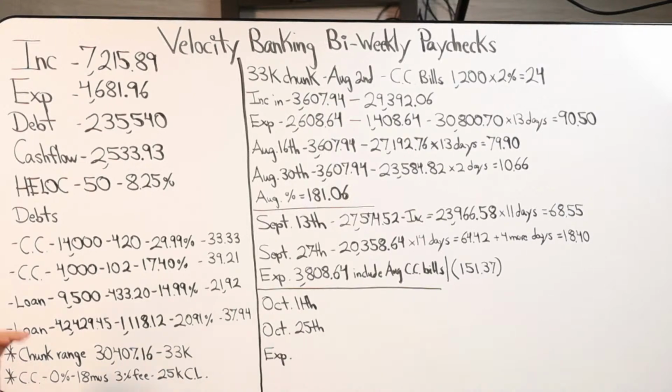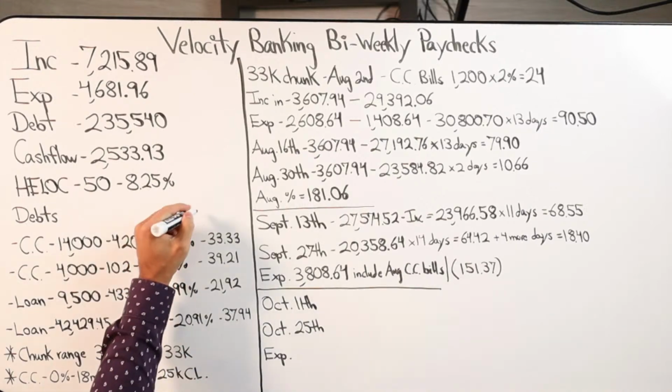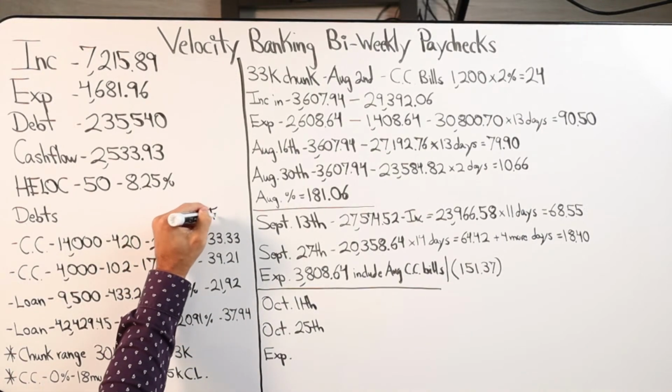8.25% is the interest rate. Here is the breakdown of 4 debts outside of the mortgage, 4 debts that we're dealing with, 2 credit cards, 2 loans, right? This is the balances owed. Here are the monthly payments. Here are the interest rates. And then these numbers right here are the cash flow index scores.